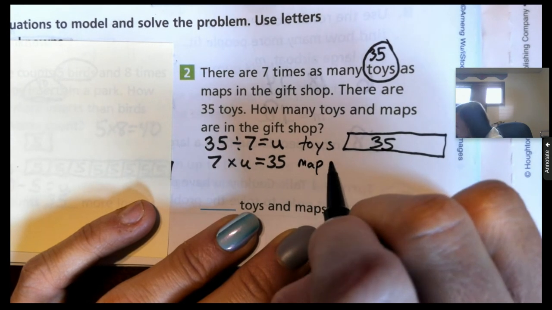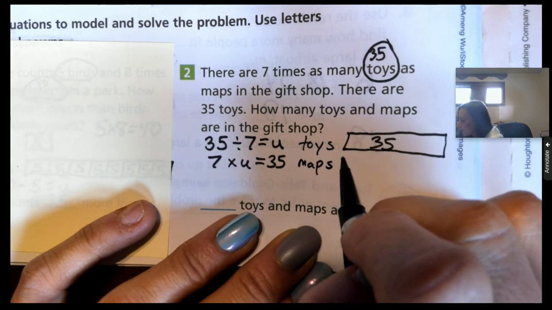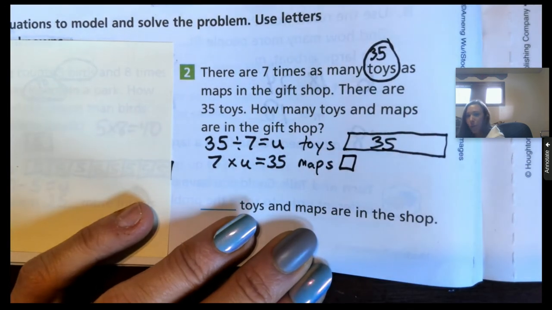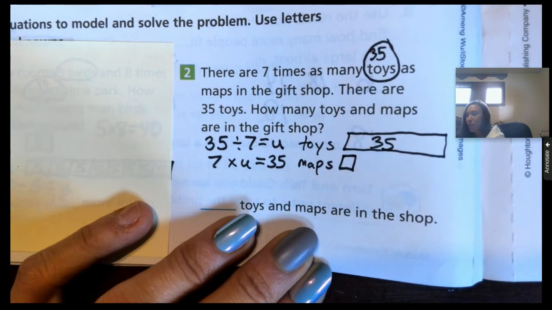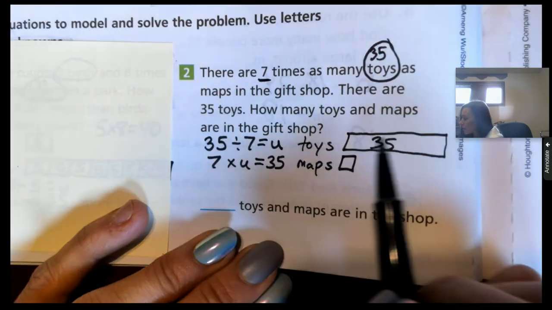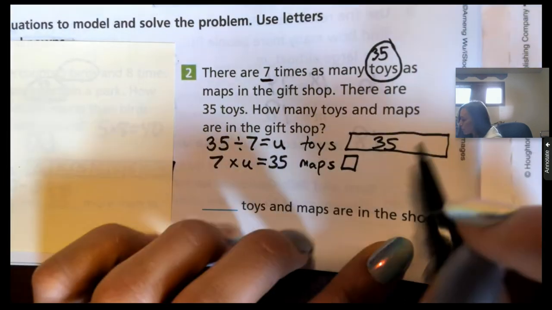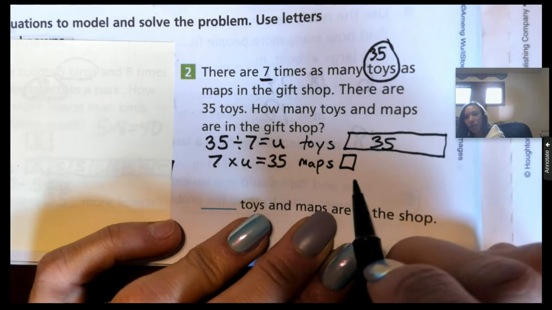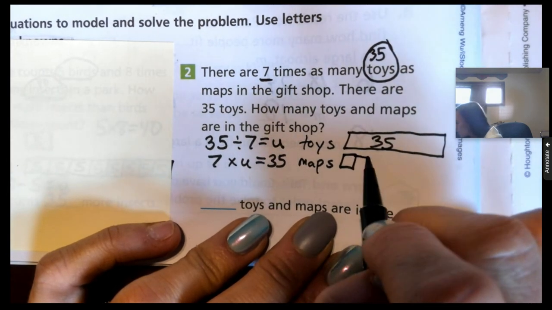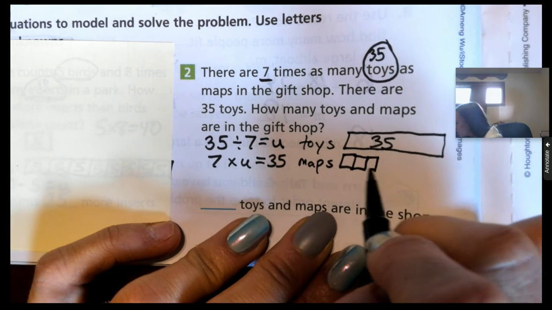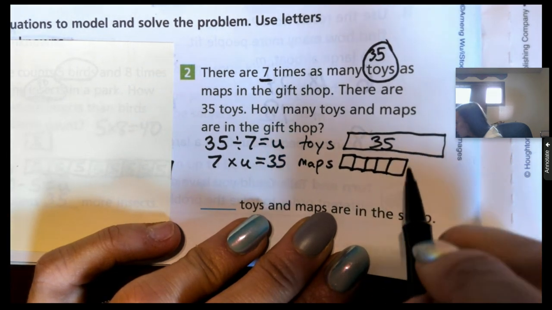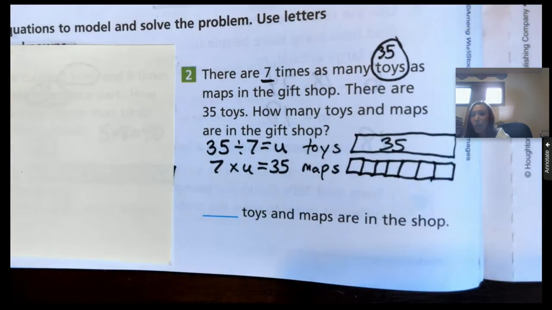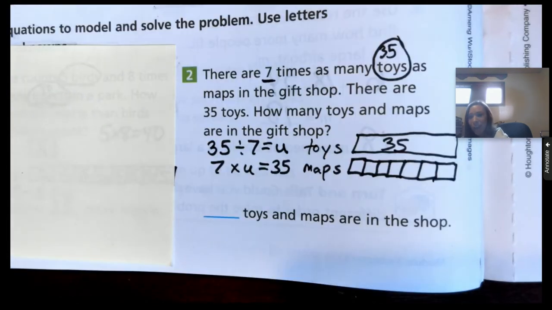I need to find out just one part of this, right, for the maps. One part. And I'm going to be dividing it up into 7 parts because this is 7 times as much. If I want to find out this one part, I need to make 7 parts and split it up equally. So there's 1, 2, 3, 4, 5, 6, 7. And don't worry if your boxes aren't the perfect size. It just matters if we divide it up equally.